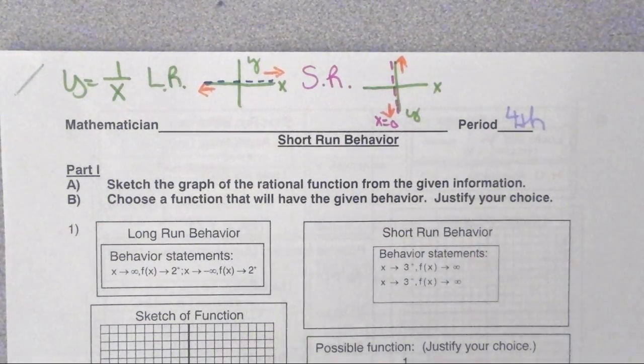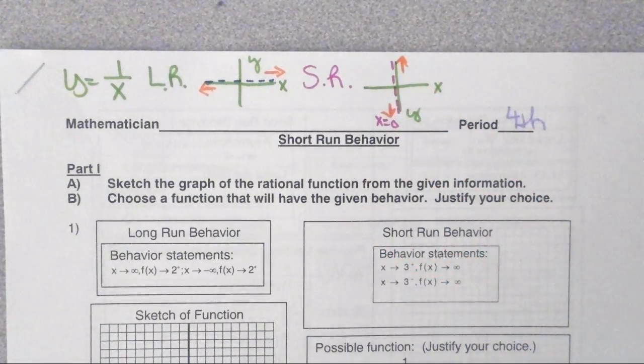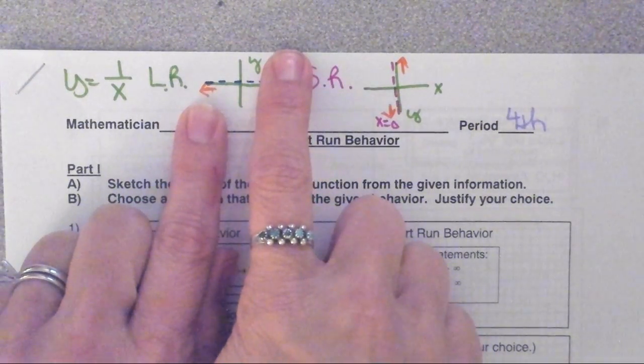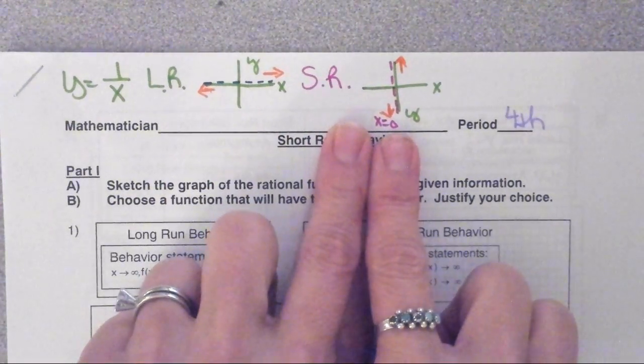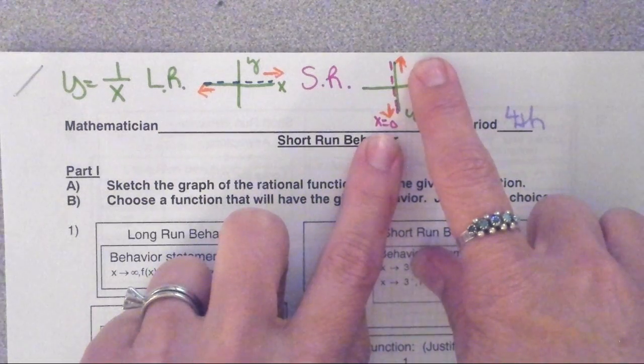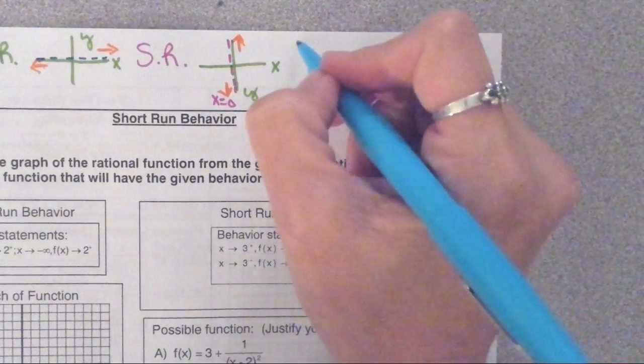If I change this to a negative 1 over x, what's going to happen to my arrows? They're going to switch. So today, when I ask you about long run, you're thinking about the horizontal and if we're above or below. When I ask you about short run, you're thinking about the vertical and am I going up or am I going down? That's for 1 over x. We also talked about another function. We talked about 1 over x squared. So let's go review that one because we'll see that one today too.